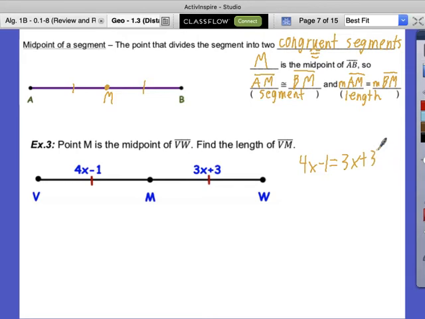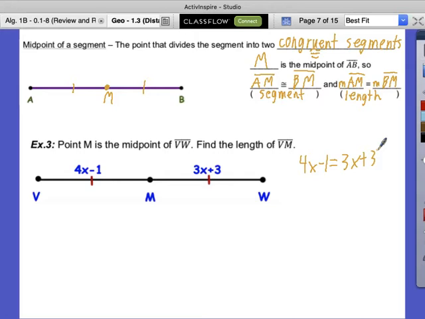Why are we able to set those equal to each other? Does anyone know? Because they're both congruent. They're congruent, so they have the same measure. They have the same measure, so they're equal. We don't know what the exact length is as far as the number goes, but since they're congruent, we can set them equal. So anytime you hear the word congruent, bells and sirens should be going off in your mind saying, oh, I should set them equal. 4x minus 1 is equal to 3x plus 3.